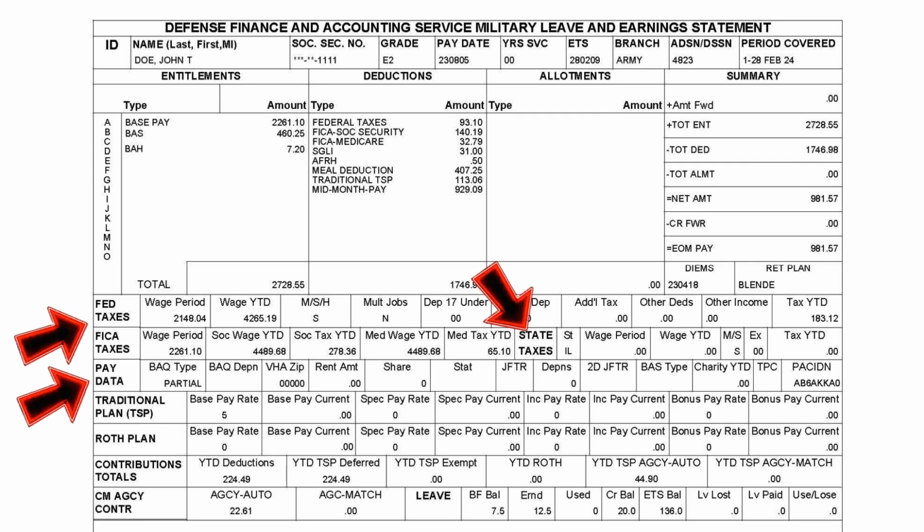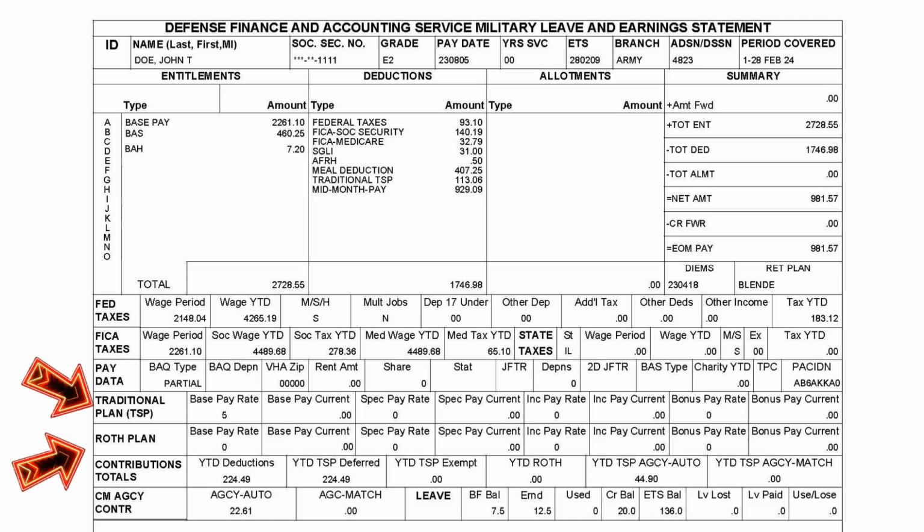So state taxes, this goes to your home of residency. So if you're from a place like Florida or Texas where they don't take state income taxes, then you don't pay anything, which is why you will see zero in those categories. If you do come from a state like New York or California, you will see some money being withdrawn for those state taxes. Following that, at the very bottom, there's the traditional plan and the Roth plan for TSP.